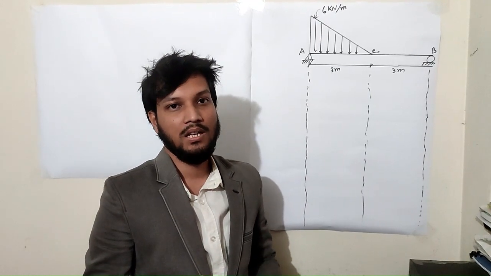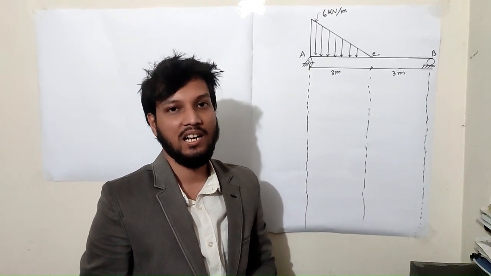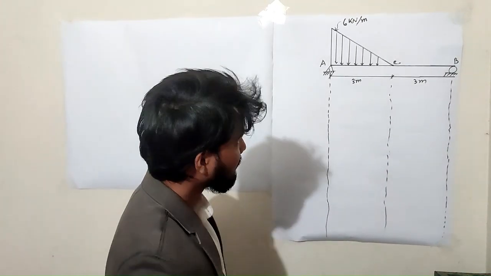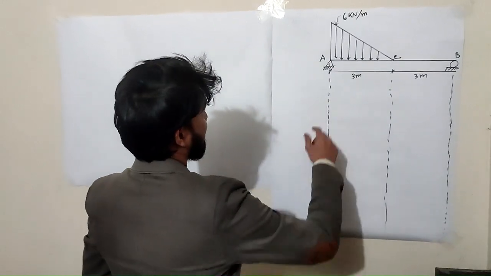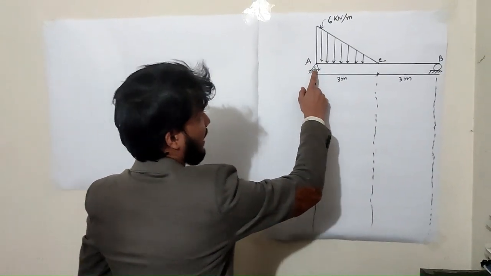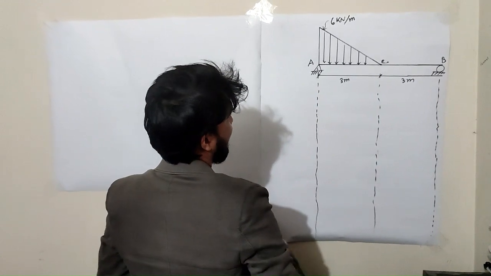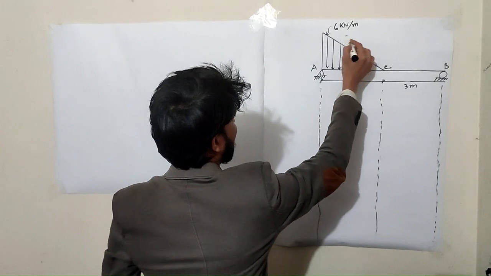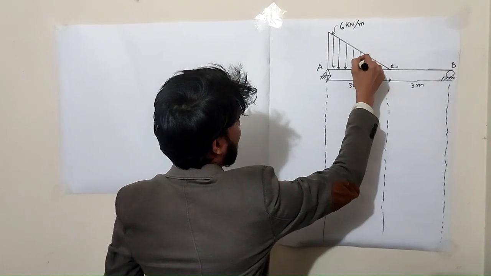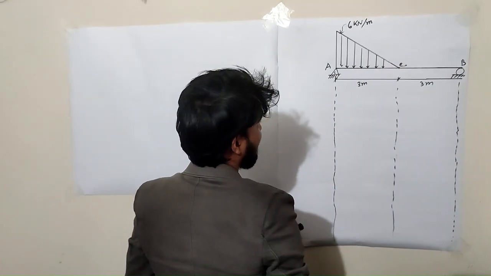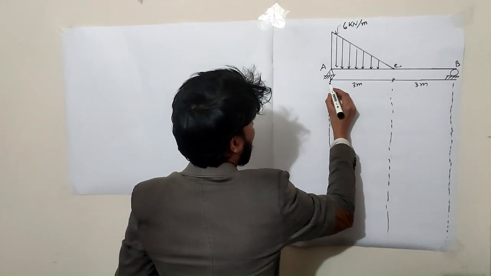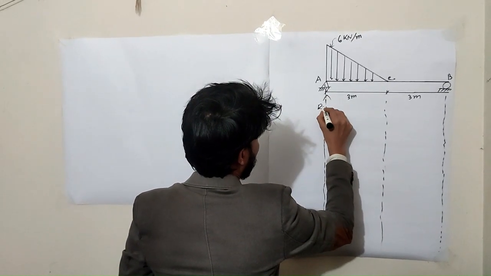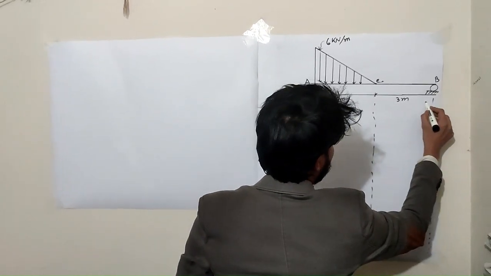Today we will solve a shear force diagram and bending moment diagram for a triangular load on a horizontal beam. There is one support and two supports, and the length is 6 meters, with a uniform triangular load of 6 kilonewton. First we need to find the reaction forces RA and RB.